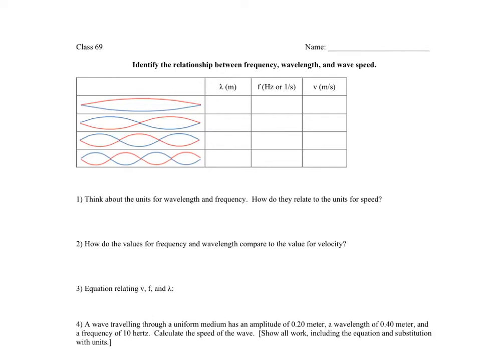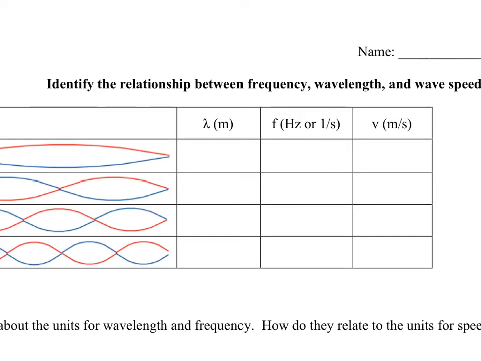So for today's class, class 69, we were identifying the relationship between frequency, wavelength, and wave speed. Just to use some numbers we've used before, in class we were calculating what the wave speed was, and we were calculating the wavelength and the frequency pretty accurately. Let me go through this and throw down some numbers.